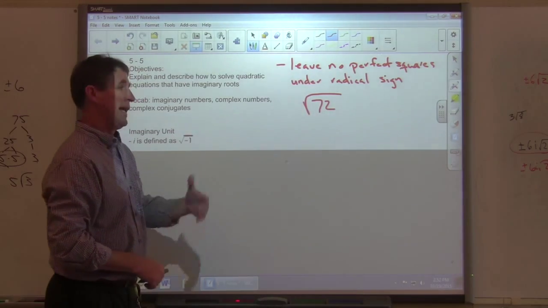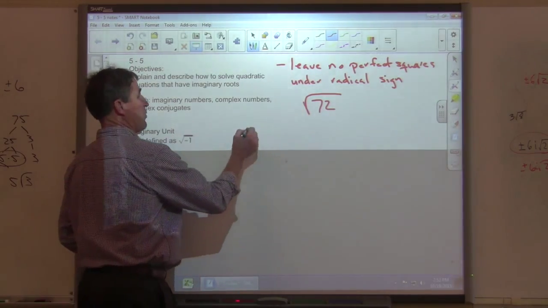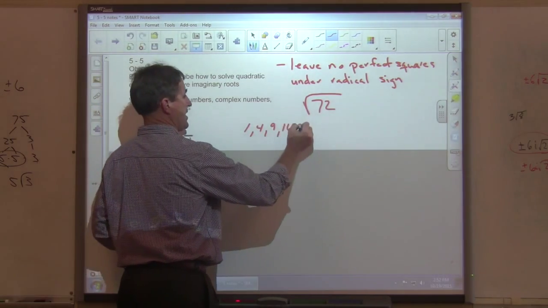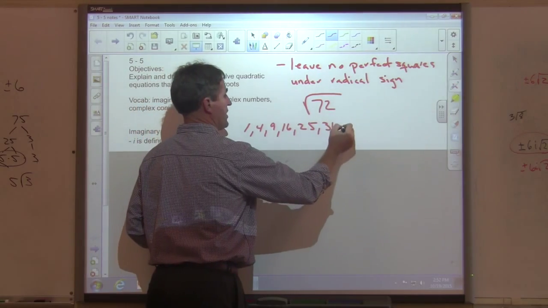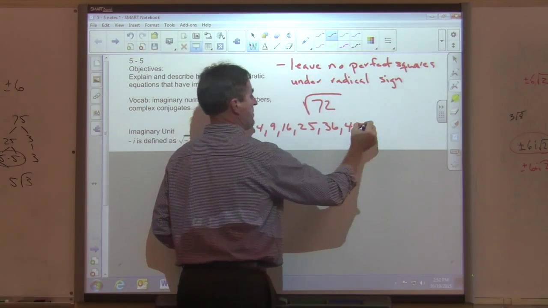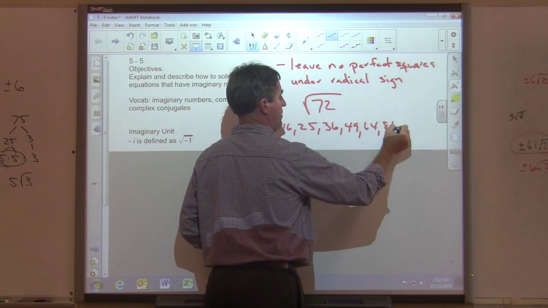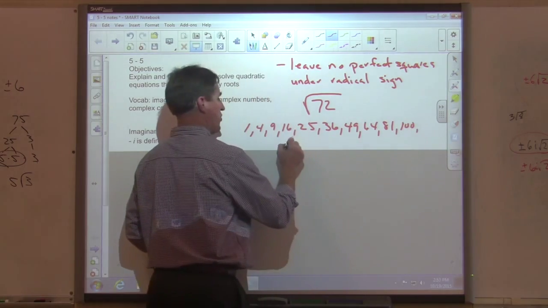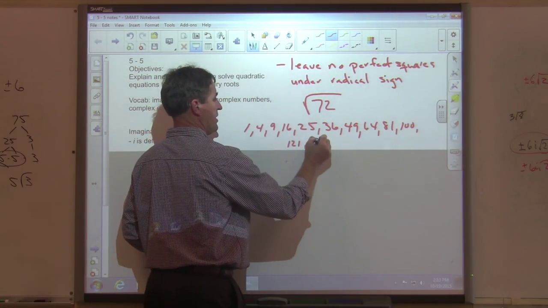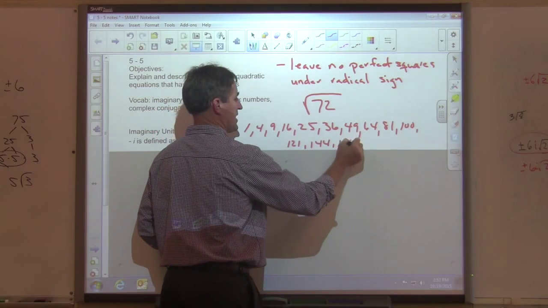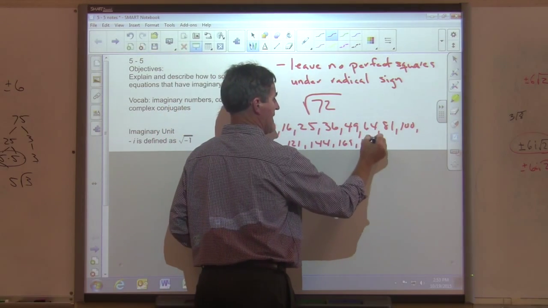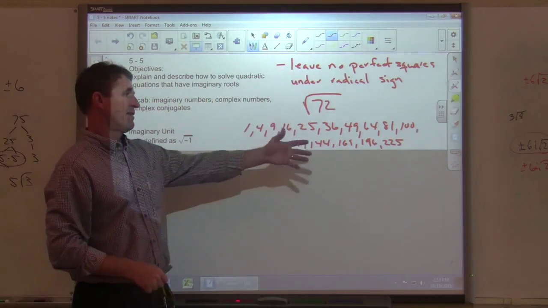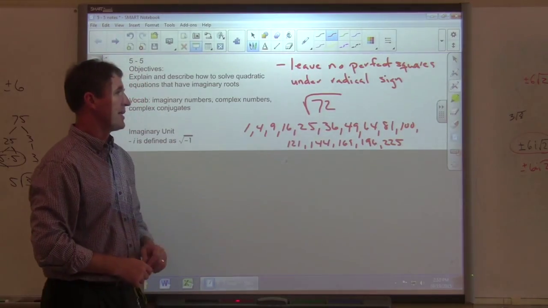What we're going to do is break that 72 up into a perfect square that goes into 72. So it's helpful if you know your perfect squares, like 1 squared is 1, 2 squared is 4, 9, 16, 25, 36, 49, 64, 81, 100. We could go to 121, 144, 169, 196, and 15 times 15 is 225. You won't need anything bigger than that, I don't think, on any of the assignments.